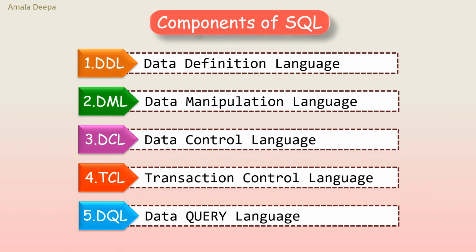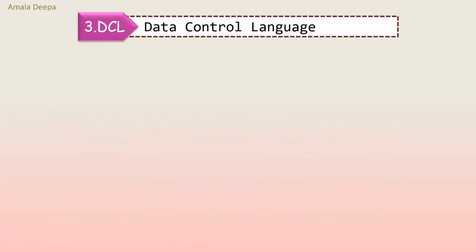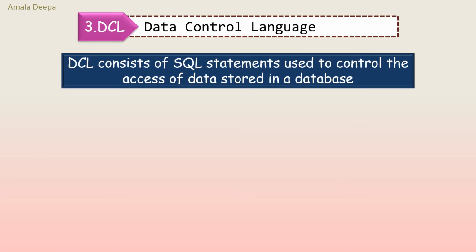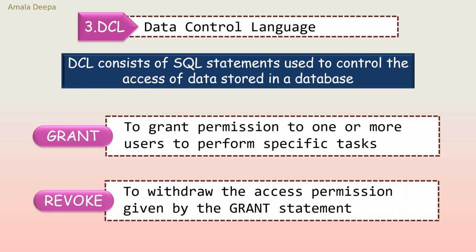The third component of SQL is Data Control Language, DCL. DCL consists of SQL statements used to control the access of data stored in a database. There are two commands under DCL. Grant, to grant permission to one or more users to perform specific tasks. Revoke, to withdraw the access permission given by the grant statement.